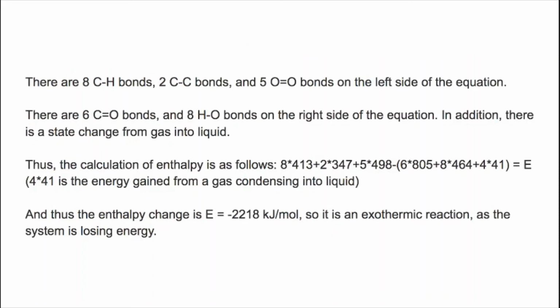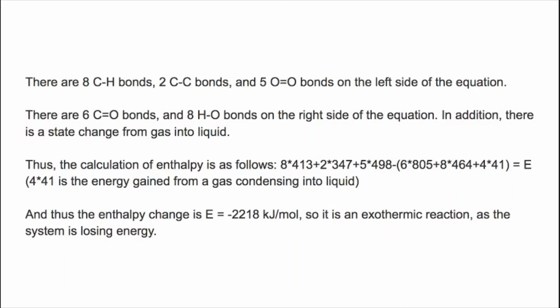There are 8 carbon-hydrogen single bonds, 2 carbon-carbon single bonds, and 5 oxygen-oxygen double bonds on the left side of the equation. There are 6 carbon-oxygen double bonds and 8 hydrogen-oxygen single bonds on the right side of the equation. In addition, there is a state change from gas into liquid. Thus, the calculation of enthalpy is as follows.